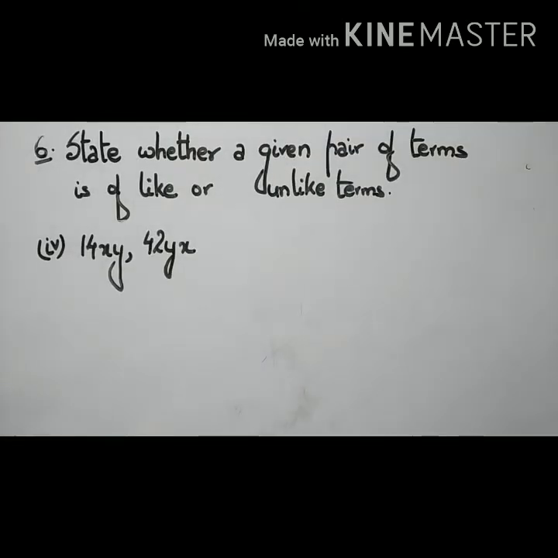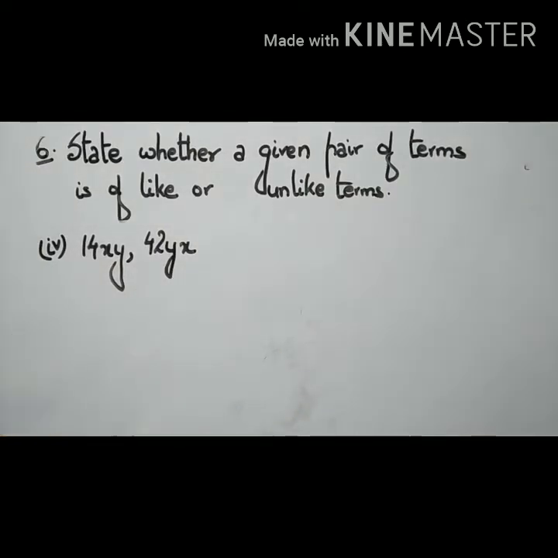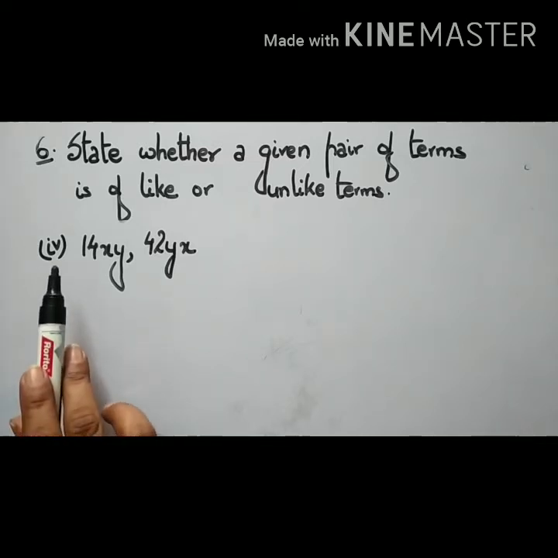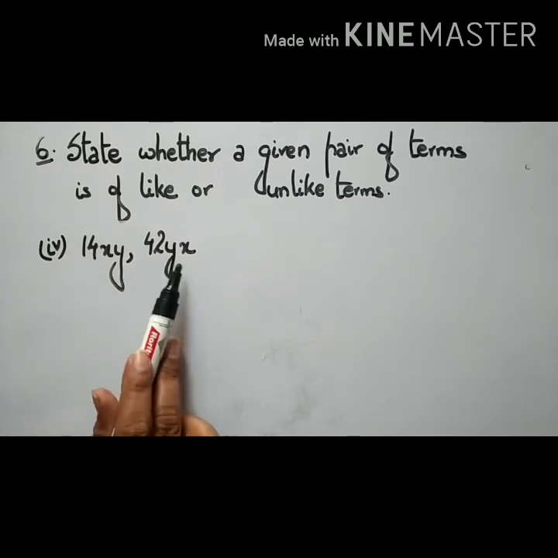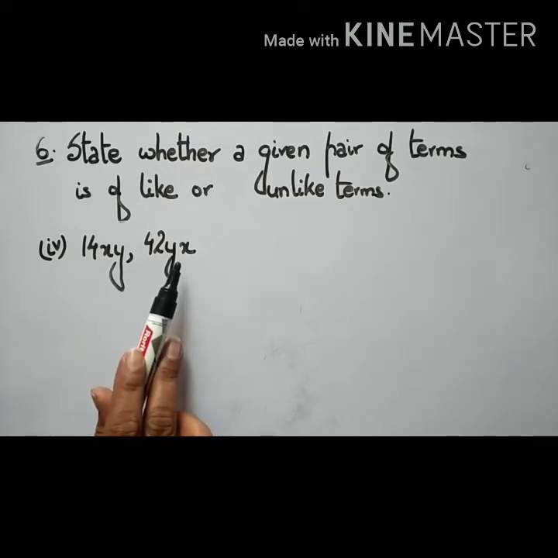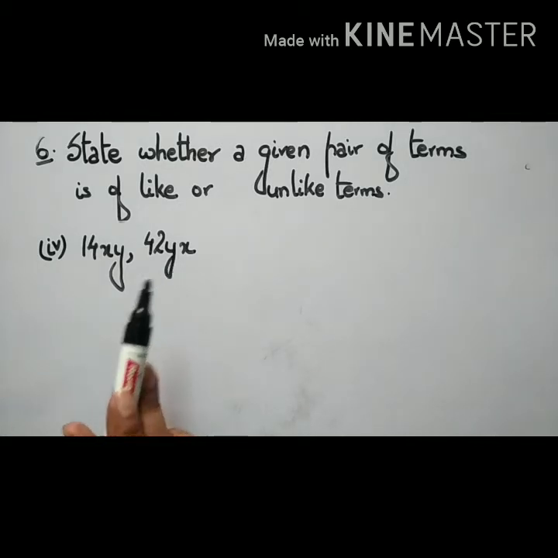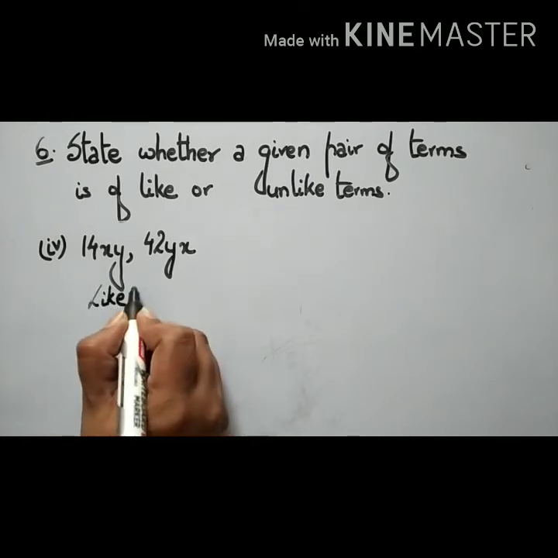Question number 6 is, state whether a given pair of terms is of like or unlike terms. Means we have to tell whether the given terms are like or unlike. Like in this expression, we have 14xy and 42xy. In both these terms, the variables are same. No doubt their orders are different, but they have the same variables. So both these terms are like terms.